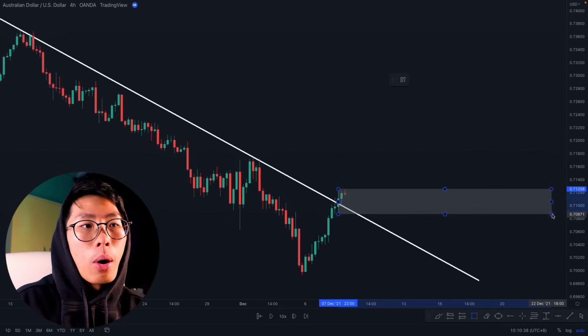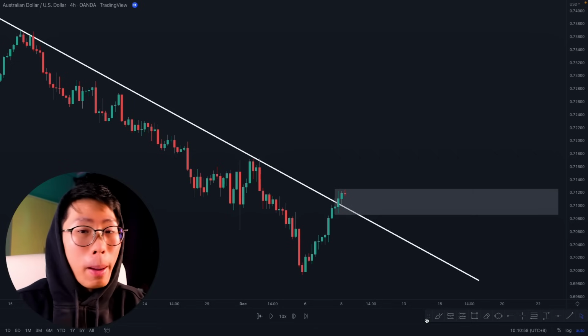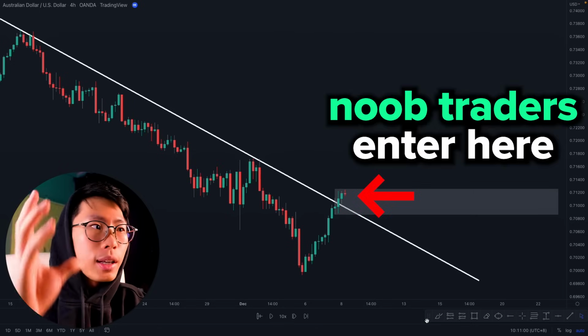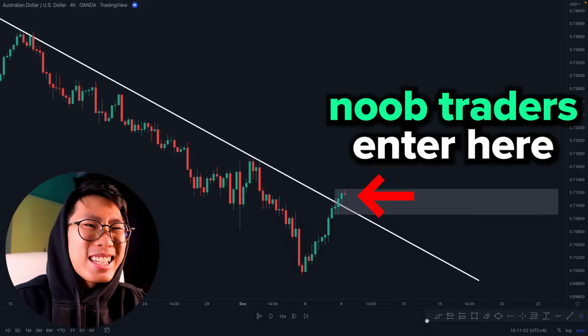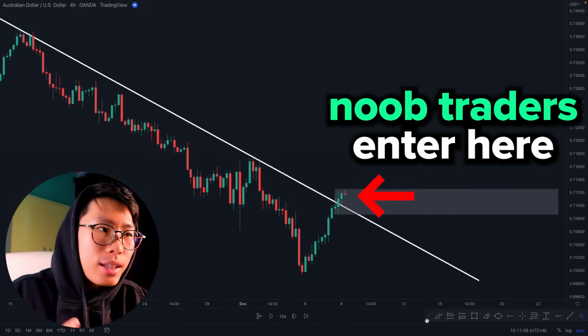Just drag the entire box to the right like this. These two candlesticks are the ones that broke out of this trend line. Remember guys, you do not want to enter immediately when price breaks out of the trend line. That is the newbie way to trade. Alright, that is the newbie way.